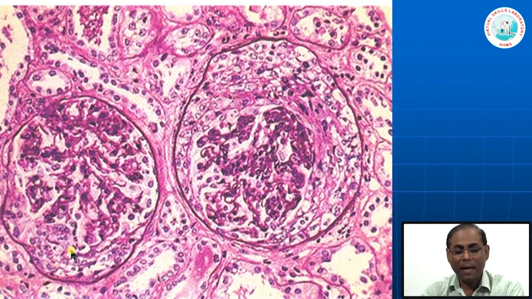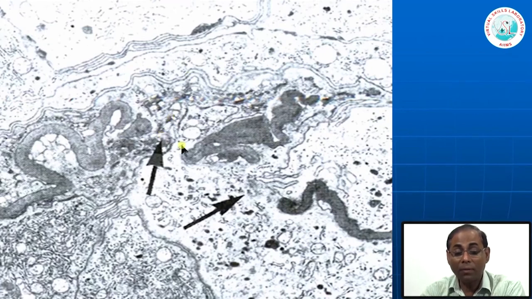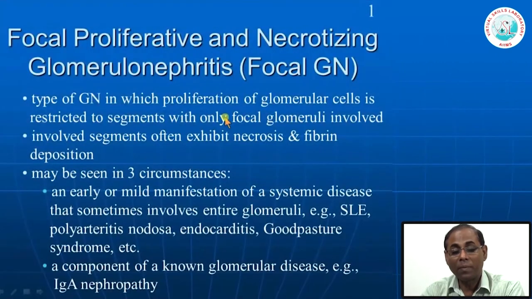Another morphological point one should remember: if the epithelial cell layer is more than 3 layers thick, then we say this is a significant epithelial proliferation and we stamp it as crescent. But mild increase in epithelial cells of 1 or 2 layers, usually we do not stamp it as a crescent. So, that can be said to be focal epithelial cell proliferation. And in the EM, as I told you, sometimes you can get rupture of the Bowman's capsule along with electron dense deposits in the glomerular basement membrane. You can see it here.